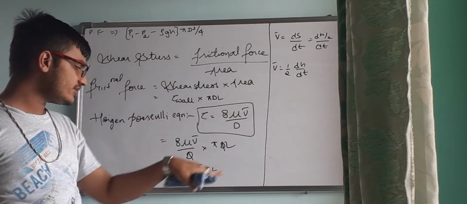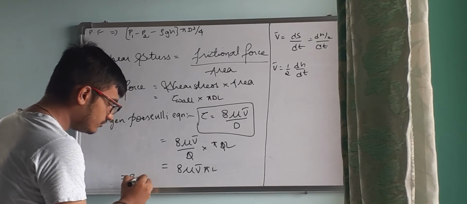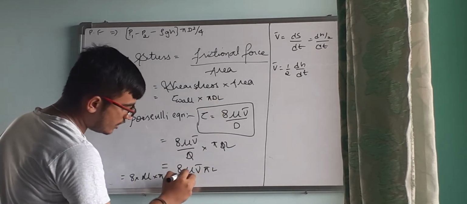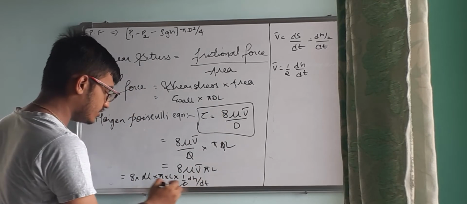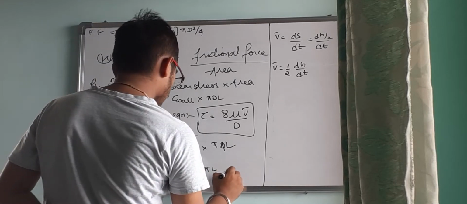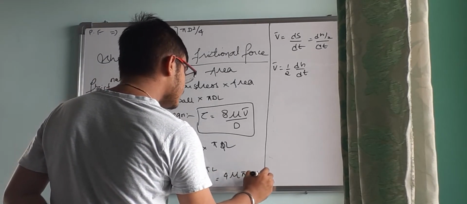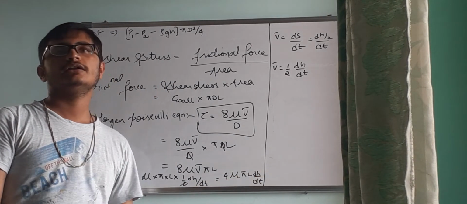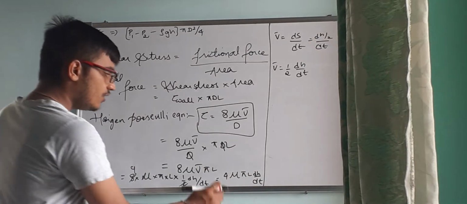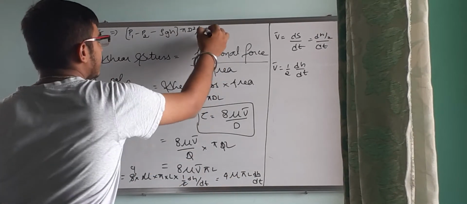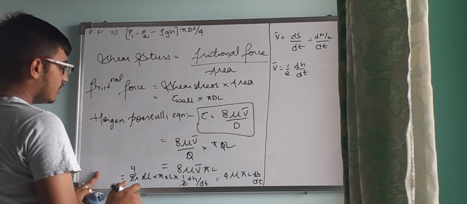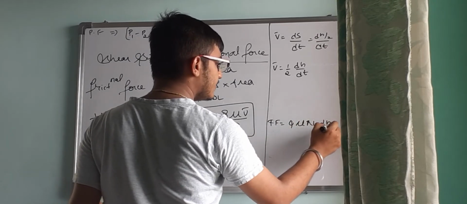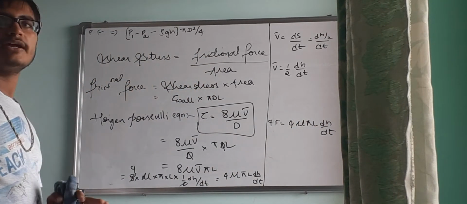Substituting this V bar in this equation, you get 8 into mu into pi into L into V bar, which is 1 by 2 dH by dt. So these 2 and 4 cancel, and finally you get 4 mu pi L dH by dt. Is it clear? So therefore this is your frictional force: 4 mu pi L dH by dt.